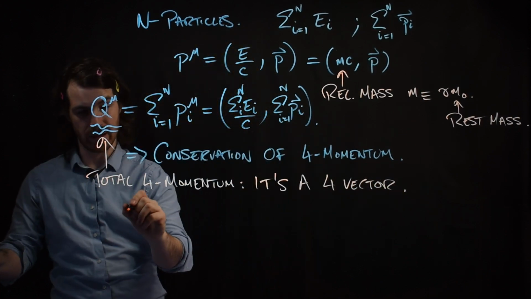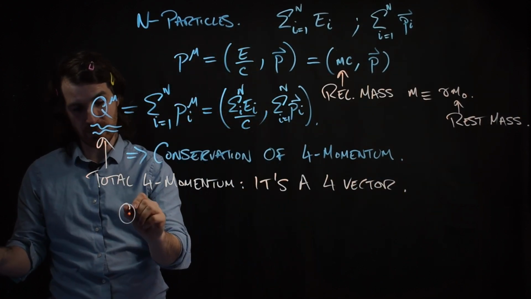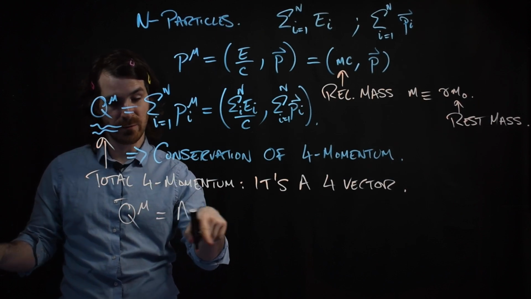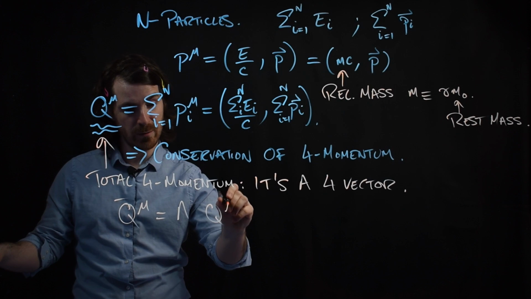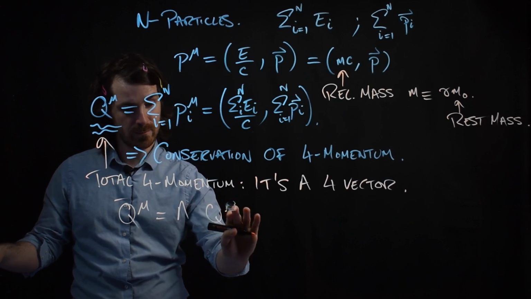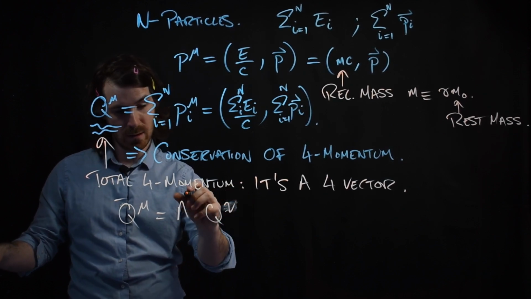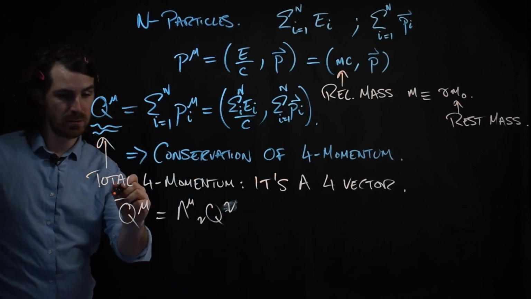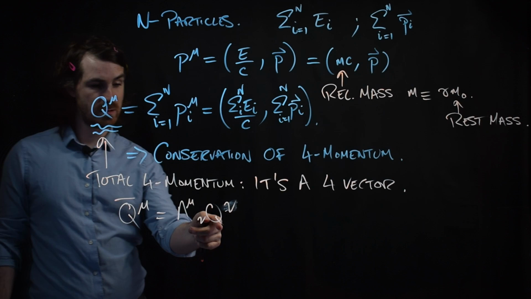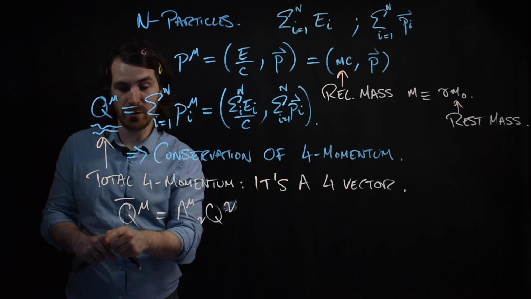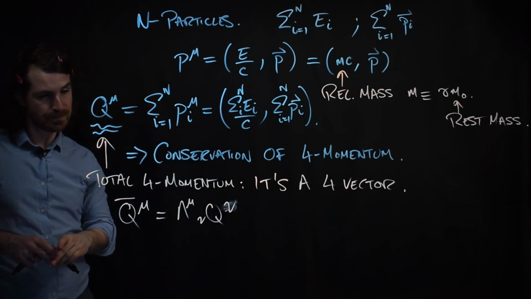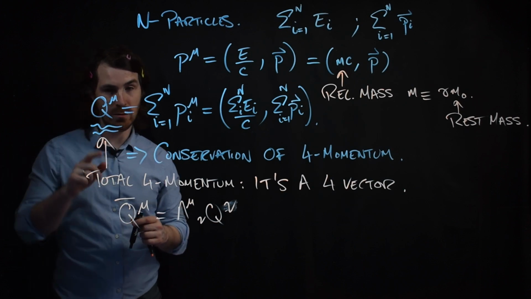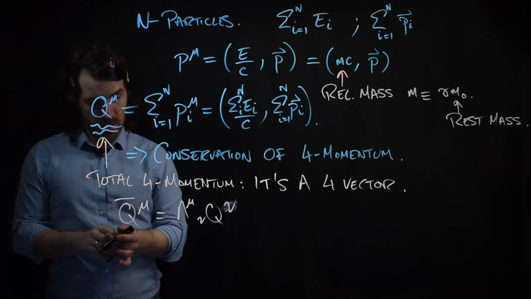And that means that in a different frame, the total 4 momentum is just given in terms of the one in the other frame, the unbarred frame. We need a different index, mu, nu, and this is our Lorentz transformation. So this is the total 4 momentum in one frame, and the total 4 momentum in another. So we've got a 4-vector that's the total 4 momentum.